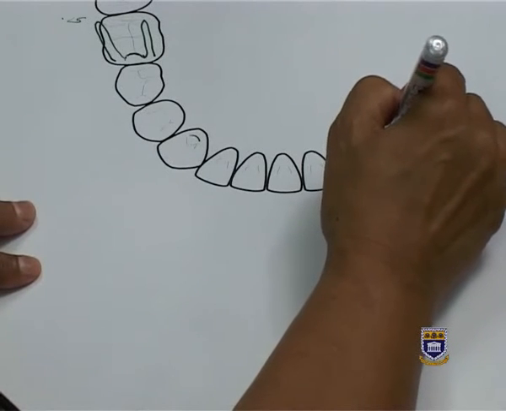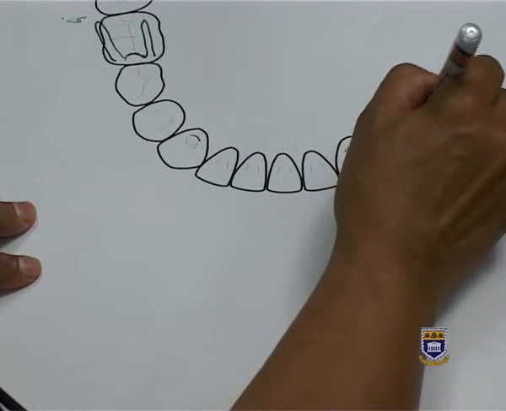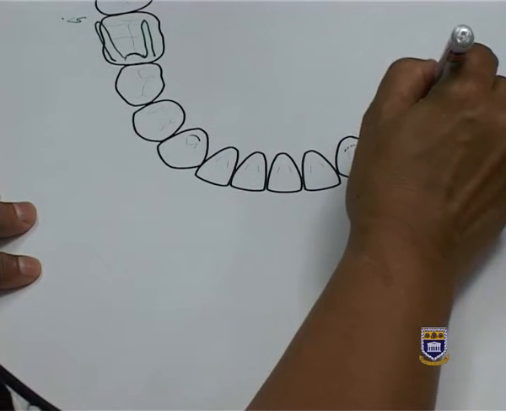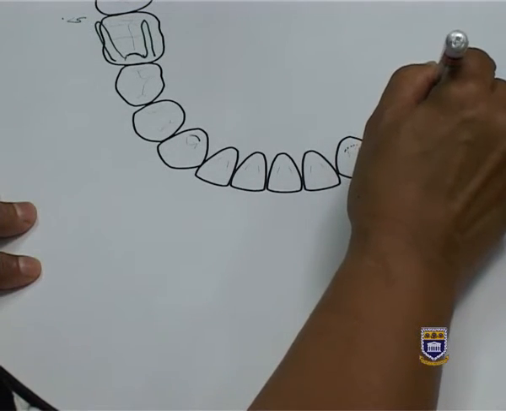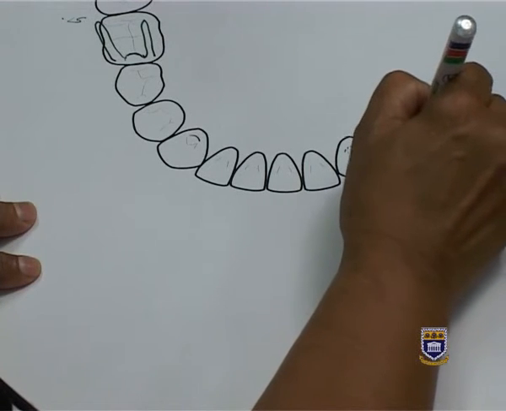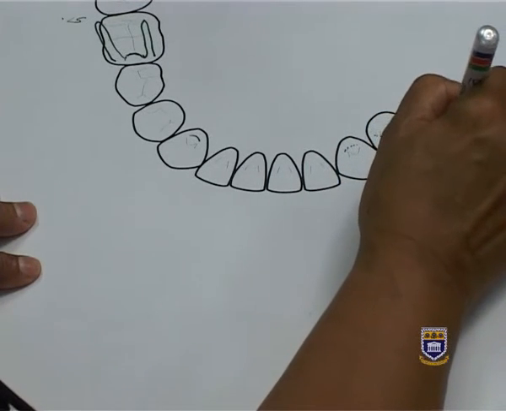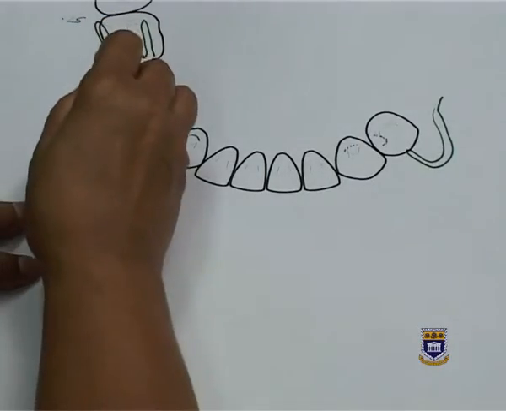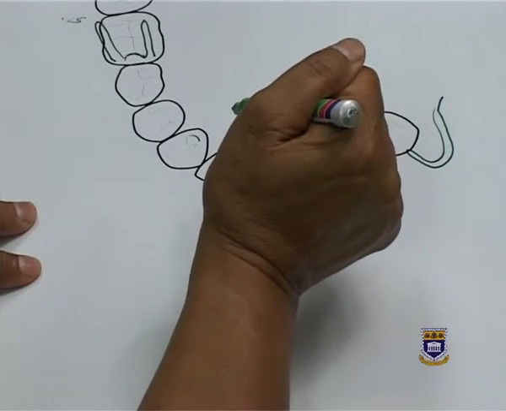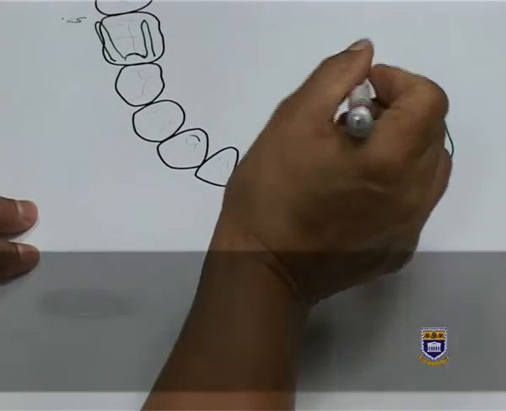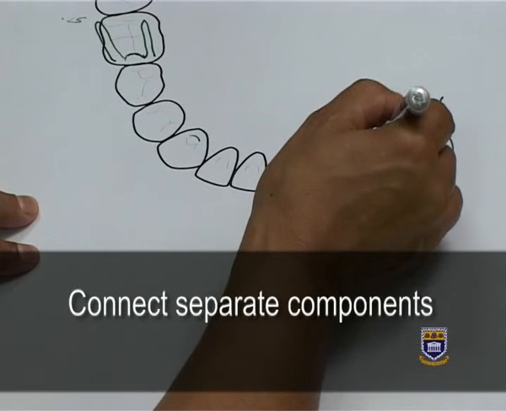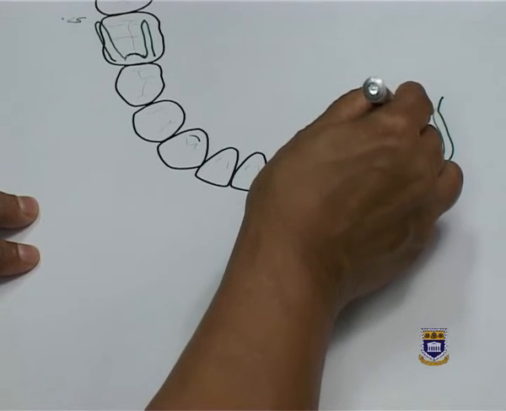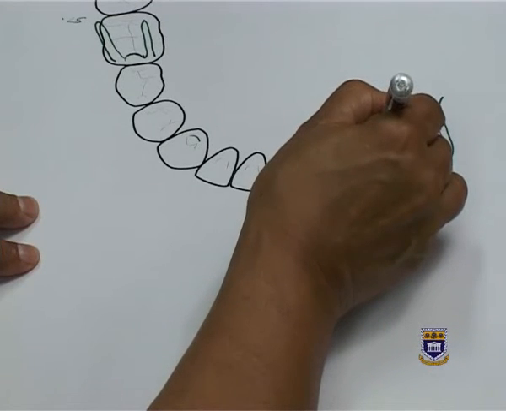I'm going to use a gingivally approaching clasp on this one. I've got my rest, and this one I'm going to then have my gingivally approaching clasp that will be attached to my framework. So I've got my 1, 2 clasps, and now I have to connect the separate components. Again, this will be a lingual plate. So the lingual plate is covering all the teeth.